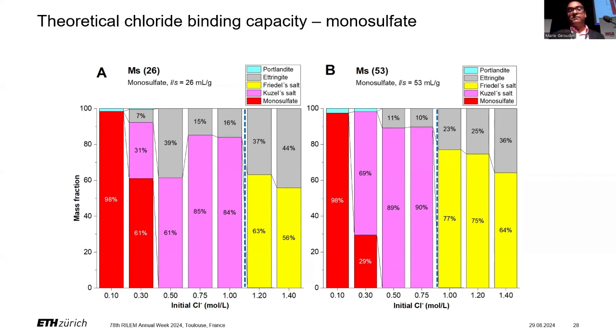And the same, but when you look at a higher liquid-solid ratio, you start forming Friedel salt at roughly 0.75 mole per liter free chloride. This is far lower compared to what we could see, particularly with the low liquid-solid ratio.